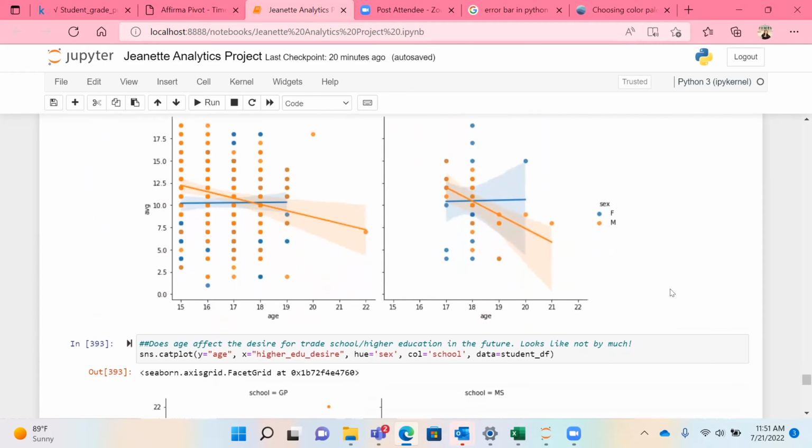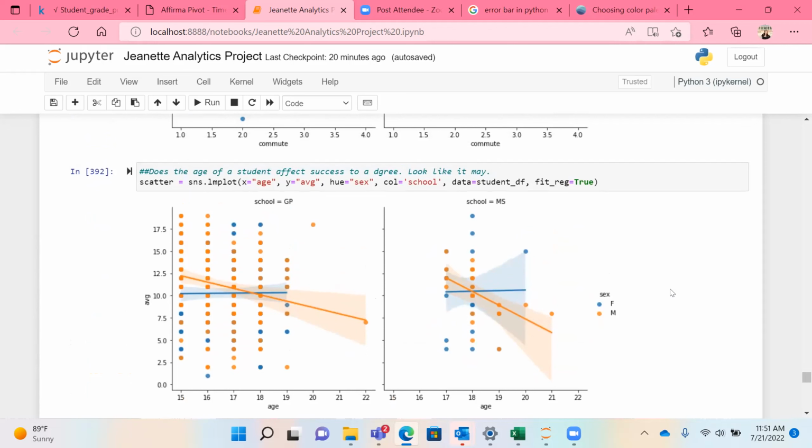And then I also wanted to see about age. Most people were in that 15 to 18 range, but I noticed that there are some people that are 22, and I wanted to see if the reason they're still in school is maybe because of their grades, and it looks like it could be.